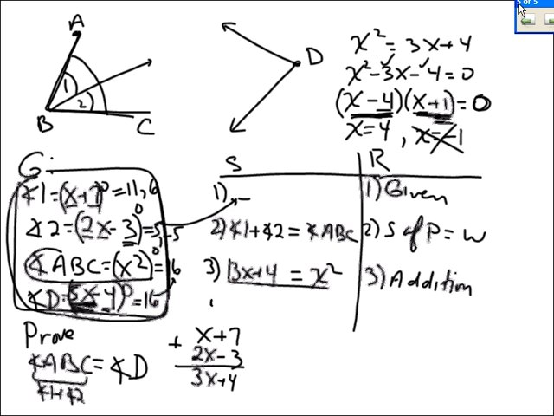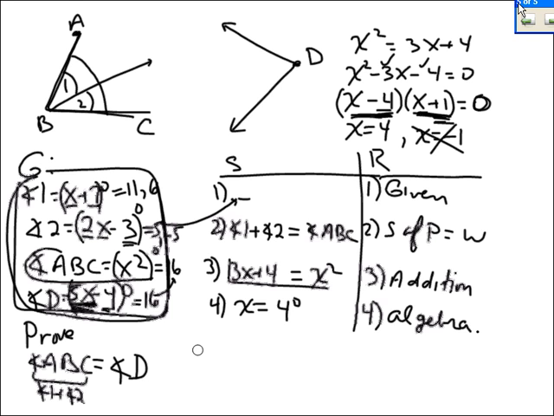So, statement 4 is going to be x is equal to 4 degrees. And I'll call this algebra. I solved the equation in number 3. x is 4. Well, statement 5. Angle ABC is 4 squared. More algebra.